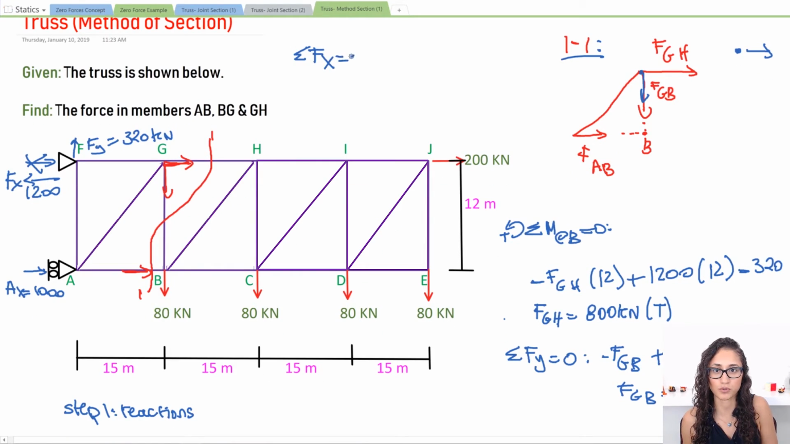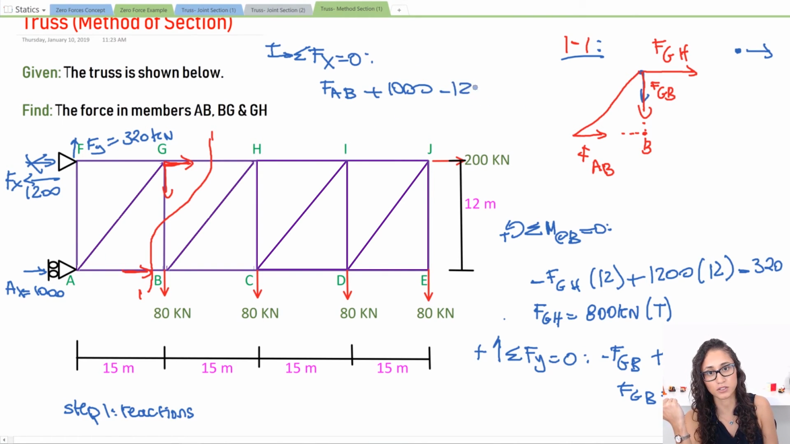So I have the summation of the forces on x equals 0. Now I have FAB, and this is the positive sign that we selected, and for here going up is our positive sign. So I have FAB, then plus 1000 from the AX, or actually minus Fx, because it's going the opposite direction, plus 800 for the FGH. So don't forget the 800 right here. Now this is going to be equal to 0.